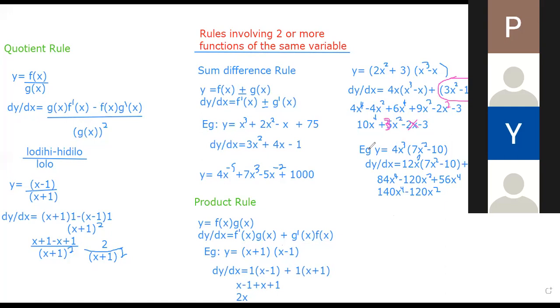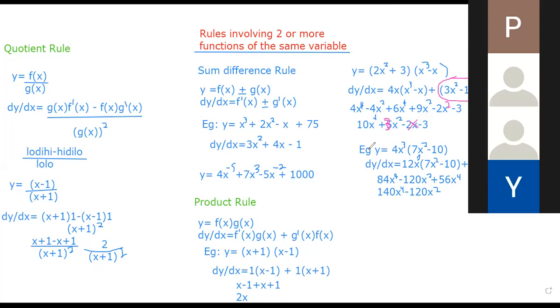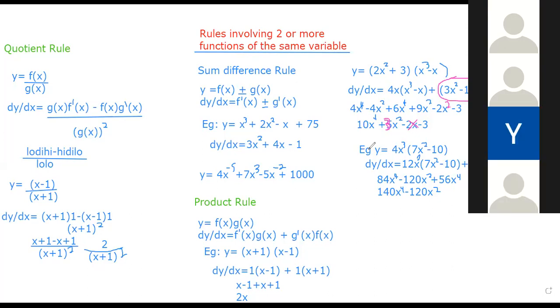You can decide to expand. You can decide to leave it. It will not change anything. Nothing will cancel out. Okay? Nothing will cancel out. So just leave it. That's all.